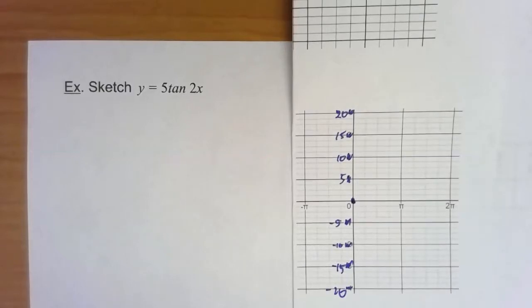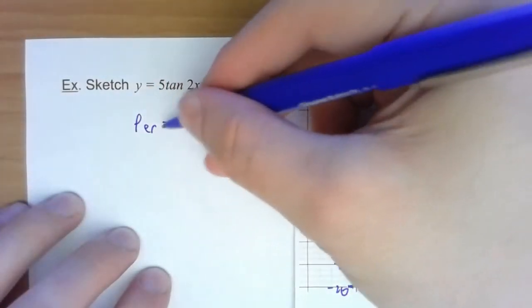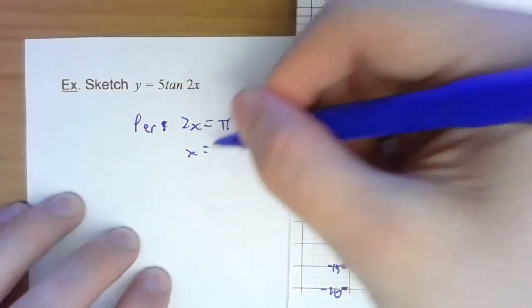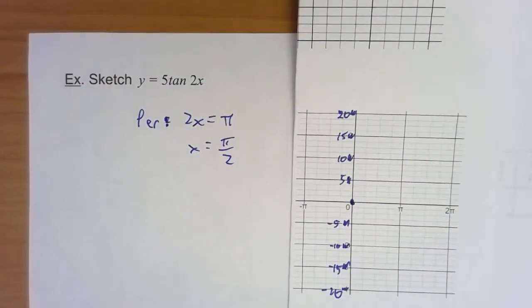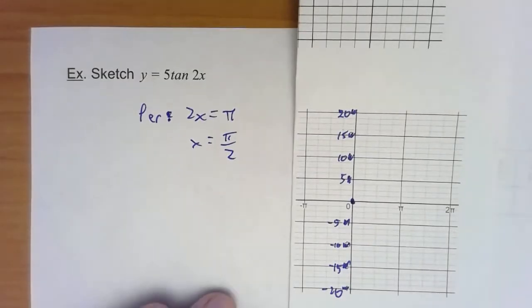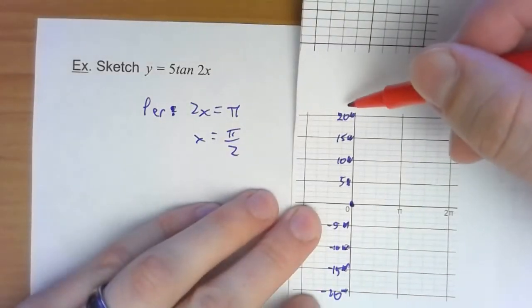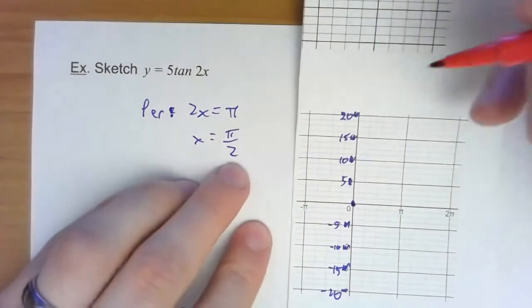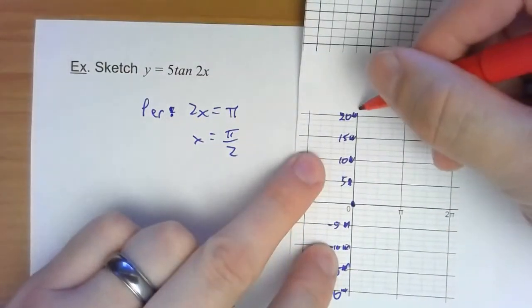Remember, normally the period for tangent is pi, right? Well, now I need to take a look at the inside here, set that equal to pi, and so now my period is pi over 2. Remember, that's the whole length from one asymptote to the other. I'm going to have an asymptote on the left, and an asymptote on the right. And so, if the whole length needs to be pi over 2, then how much am I going to have on each side? I'm only going to have pi over 4.